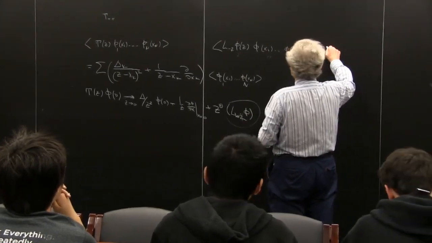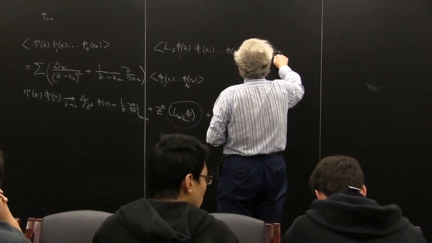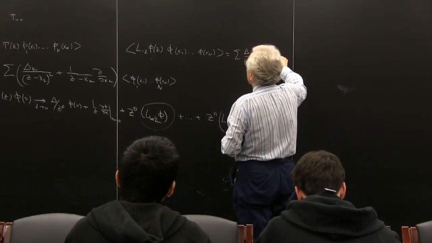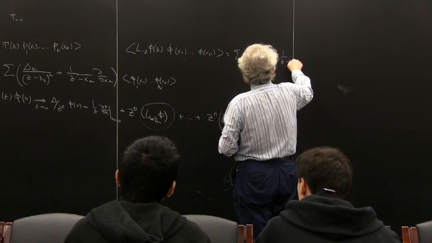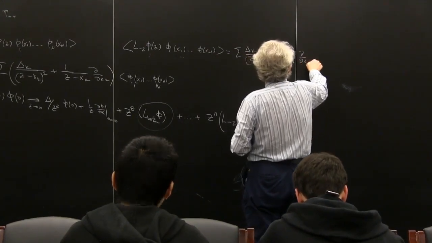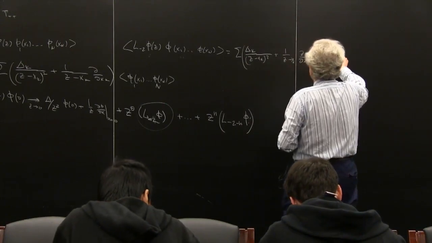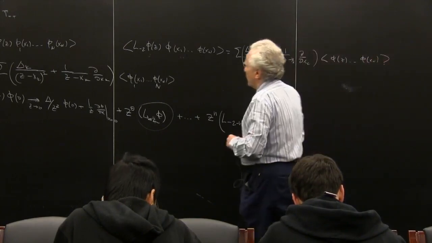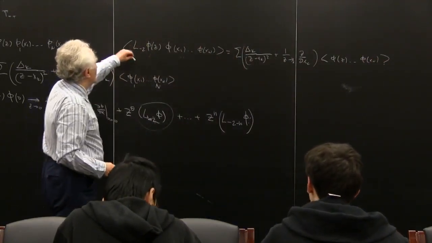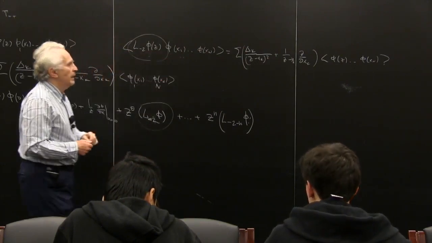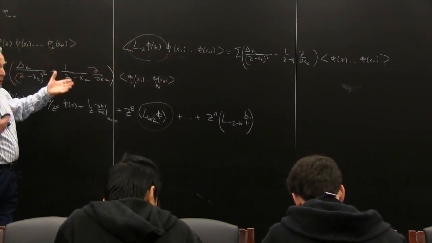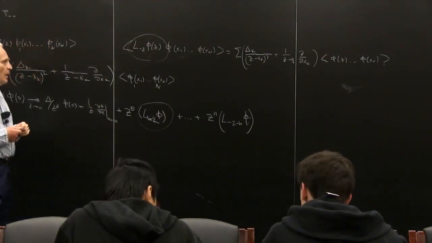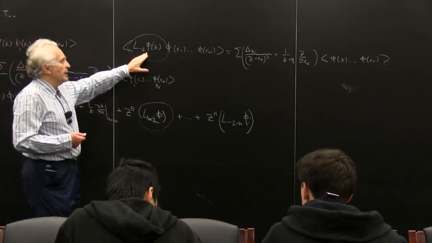So we have the sum of delta_k over (z minus x_k) squared, plus 1 over z minus x_k, d/dx_k, applied to phi of z, phi of x_n. What is important here is that while we know this descendant, which means that we know how to calculate it if we want to, it is not locally expressed in terms of phi of z.